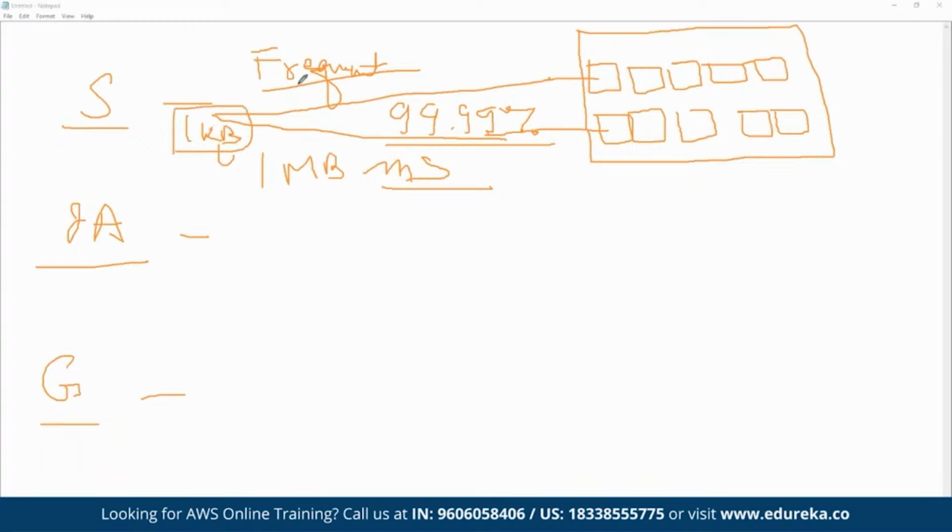And all those frequent files that we need on a regular basis can be stored as a part of standard class. All right. Now next we have infrequent access. In infrequent access, we simply store those kinds of files which we do not need frequently, but if we need them, they can be fetched quickly.